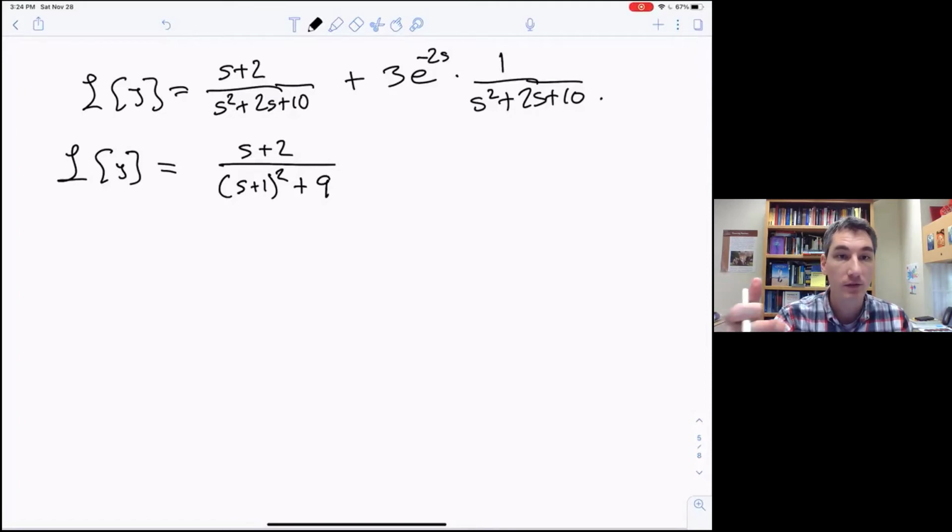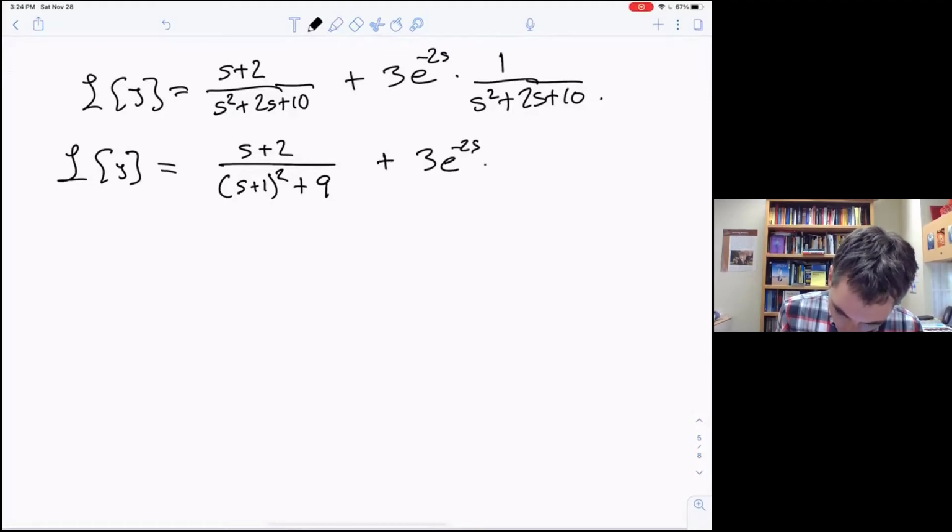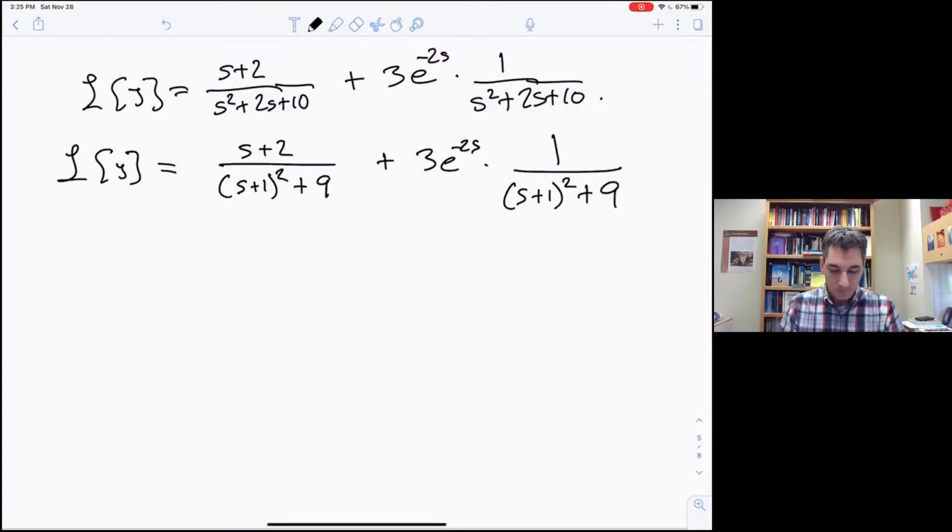So that's really just pulling the 1 out, factoring s squared plus 2s plus 1 into s plus 1 squared, and then you're left with 9. And then you're going to have 3e to the minus 2s. We'll just write this as s plus 1 squared plus 9.